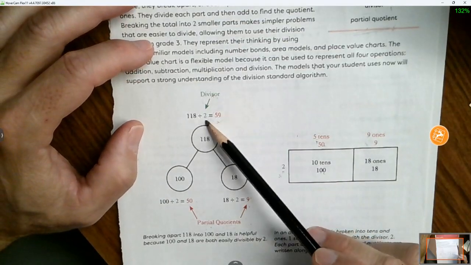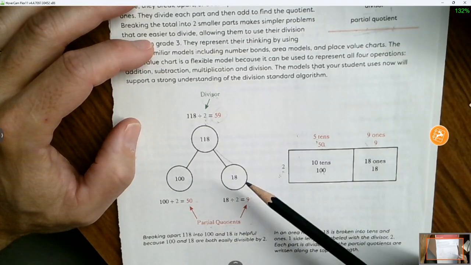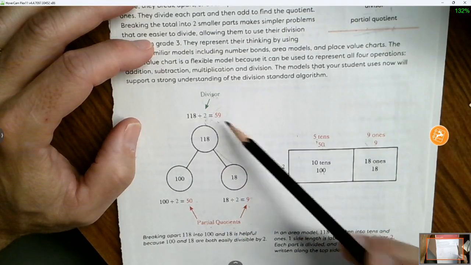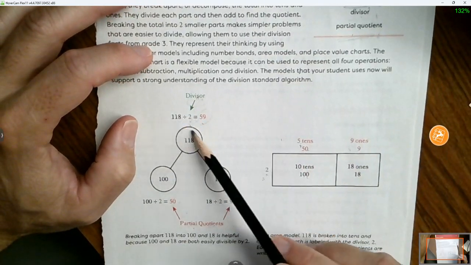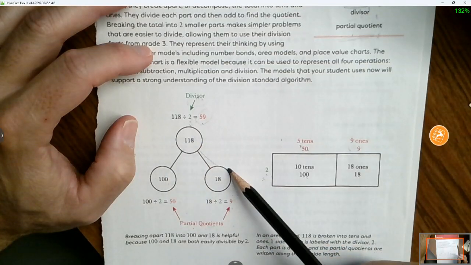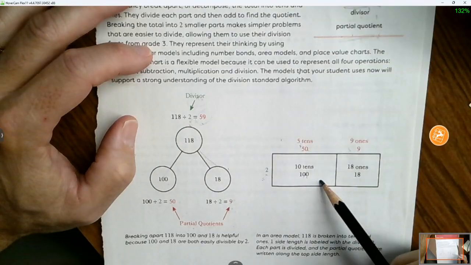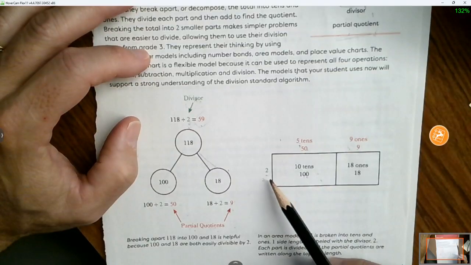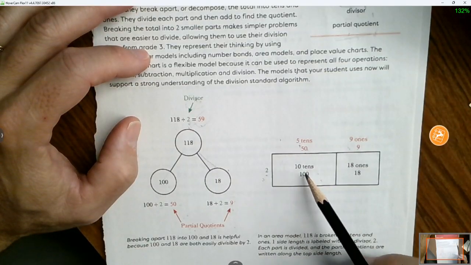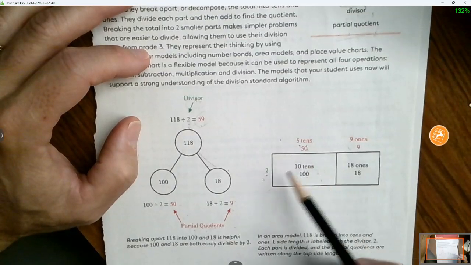Remember, divisor is the number we're dividing by. Partial quotient is our two answers broken apart that we put together to get our quotient, which is our answer to our division problem. So we took 118 here and split it in two parts. Then we divided each one by 2. We use our area model over here, which you're going to start seeing a lot. We have our answer, 2 times what equals 100, because we already broke this into 100. We're going the opposite of when we were multiplying.